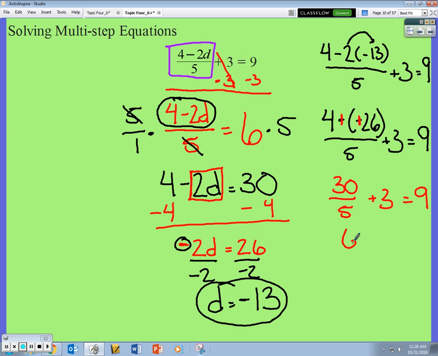30 divided by 5 is 6. 6 plus 3 we hope equals 9. 6 plus 3 equals 9. 9 checks 9. And there we are. All right.